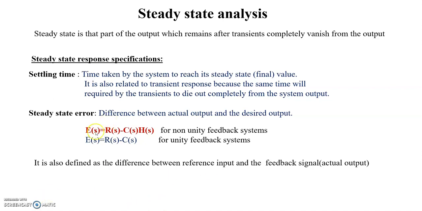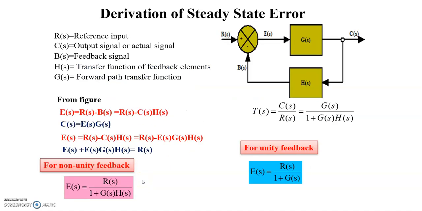So error E of s is equal to R of s minus C of s into H of s. This is for a non-unity feedback system. Whereas in a unity feedback system, E of s is equal to R of s minus C of s. It is also defined as the difference between the reference input and the feedback signal, that is, the actual. So, derivation of the steady state error.